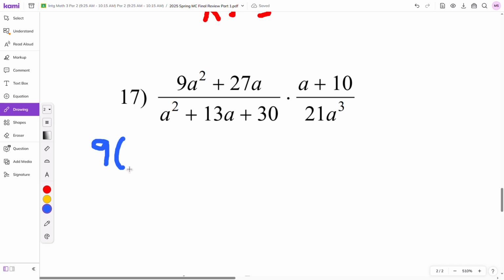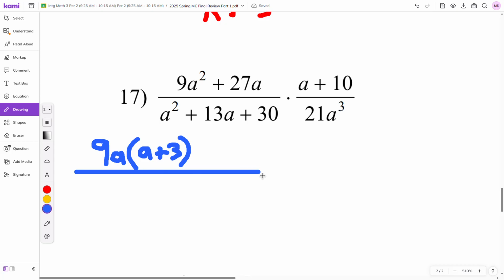9 times a squared. No, actually I could take out 9a. And that will give me a plus 3. I'll rewrite that, it's a little ugly. A plus 3. And that's over this one here.